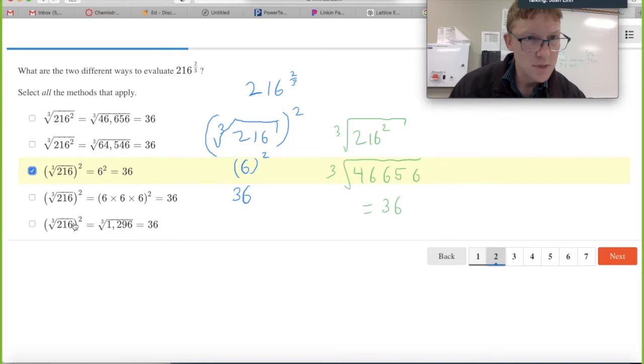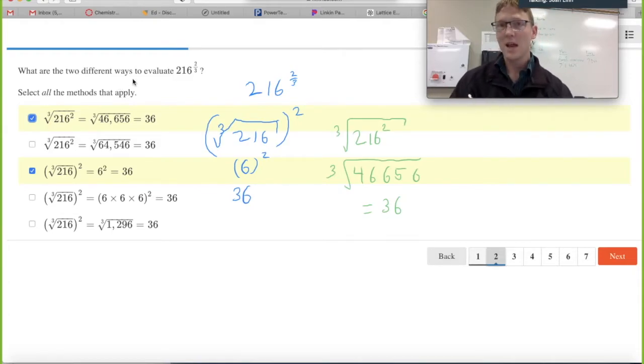Yeah, they just dumped. Anyway, so that's our first method. That's our method in blue. Our method in green, we did the squared first. So like this, we got that 4,600. It's like an expensive car. So we'll go with those two.